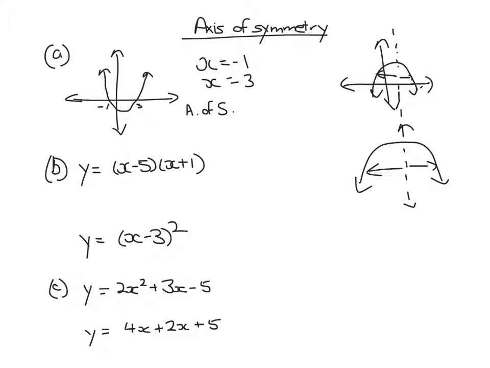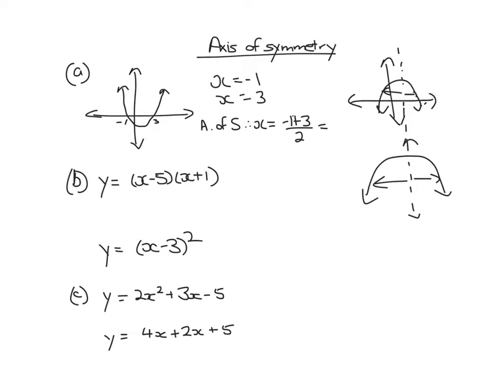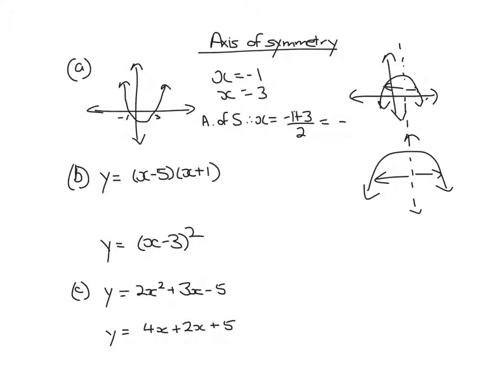So our axis of symmetry is x equals, we add together our x-intercepts, so -1 plus 3 over 2, and we divide by 2 because it's going through the middle. -1 plus 3 is 2, so we just get 2 over 2, which is 1. So our axis of symmetry is x equal to 1.